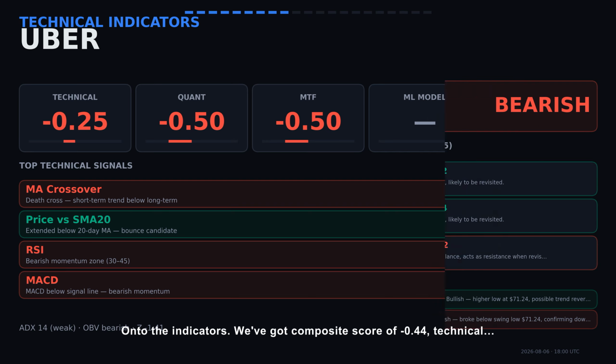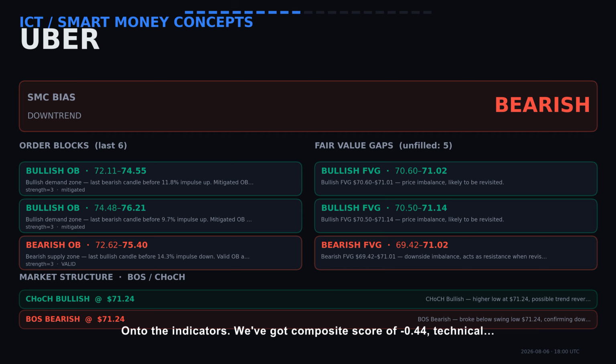And now, the part I actually build the trade on. Retail signals start the idea. Institutional positioning confirms it. Let's bring in ICT and smart money concepts. On the daily chart, the SMC bias is bearish, with a downtrend market structure. The most recent order block is a bearish zone between $72.62 and $75.40. That's where institutional orders are likely parked. We've also got an unfilled bearish fair value gap between $69.42 and $71.02. Price tends to revisit these imbalances.